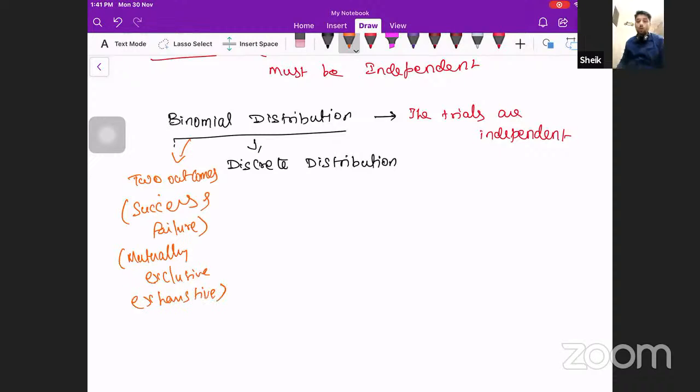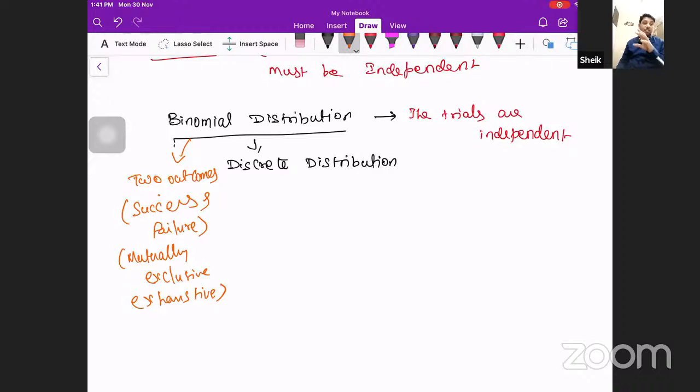Whenever we talk about binomial distribution, this is the way we need to prepare the last derivation, my dear. What is binomial distribution, sir? It's a discrete distribution. See, whatever I'm covering, all are one-word questions, that is MCQ questions. The binomial distribution is a discrete distribution. The trials are independent. There are two outcomes, success and failure, and they are mutually exclusive as well as exhaustive.